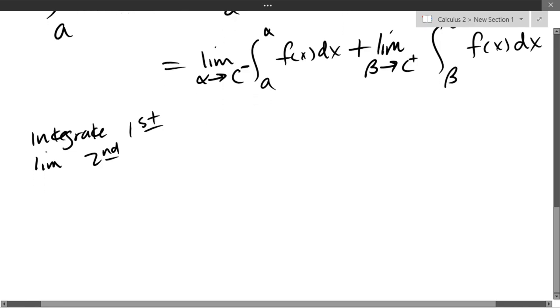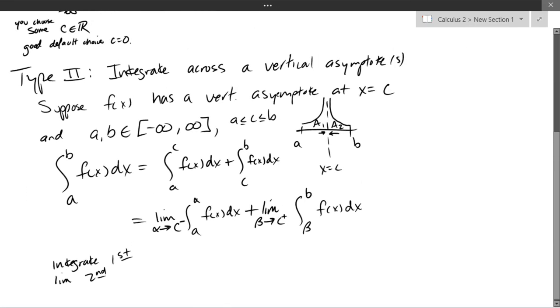Now when you're doing these, there's a really good chance you get infinity or negative infinity as your area. A really good chance. So we say that if you get infinity or negative infinity, then your integral is divergent. If you get a number, your integral is convergent.